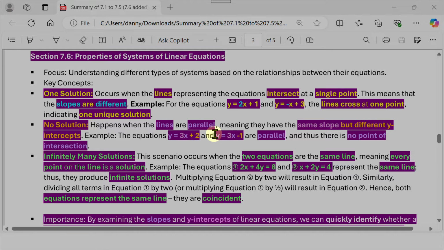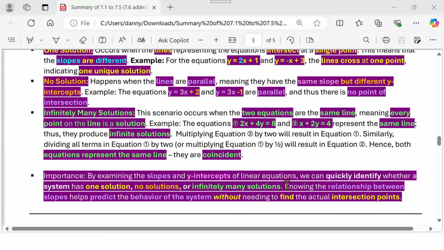If you see that the slopes are the same, then you have a little more work to do. You have to look at the y-intercept, because if the slopes are the same, the lines are parallel, but that's only if the y-intercepts are different, in which case you have no solution because you have parallel lines and they'll never meet. If you have the same slope and the same y-intercept when you have both equations in y equals mx plus b form, then you have infinitely many solutions because you have two equations that represent the same line and they're coincident. They're on top of each other. So that's what section 7.6 was all about.